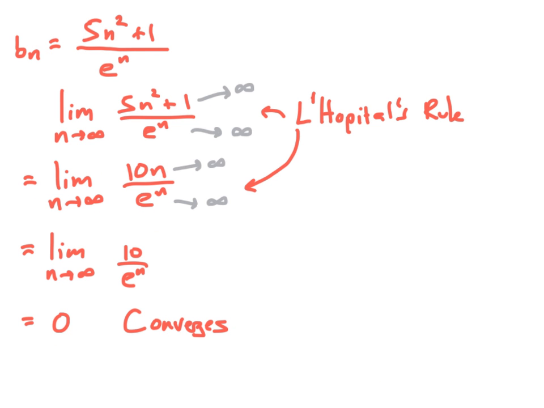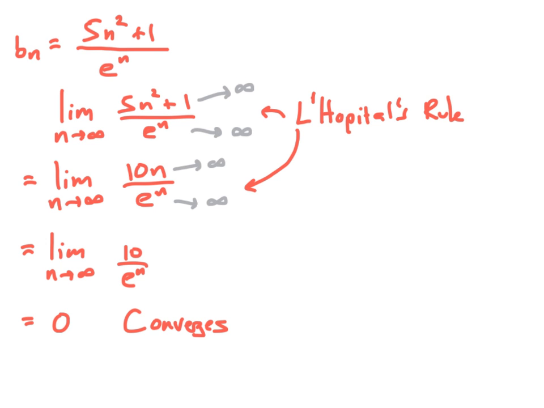Our second sequence, b sub n, is given by the term 5n squared plus 1 all over e to the n. When we go to compute the limit as n approaches infinity of that expression, we first observe that the numerator, 5n squared plus 1, will go to infinity, as well as the denominator e to the n, which will also approach infinity. And so here we have an infinity over infinity indeterminate form, and so we can apply L'Hopital's rule to this particular limit.